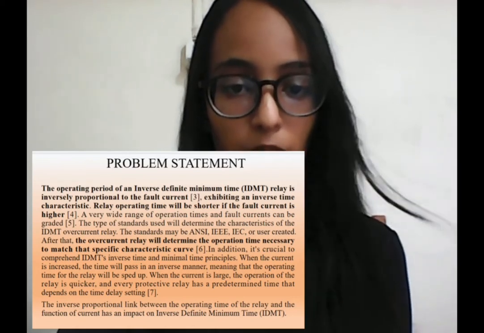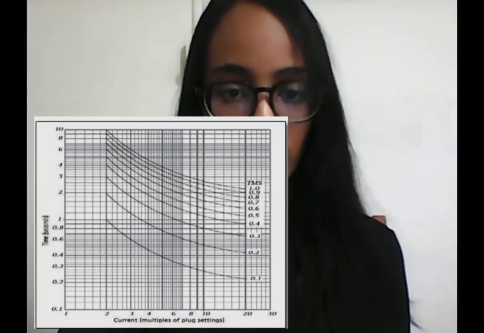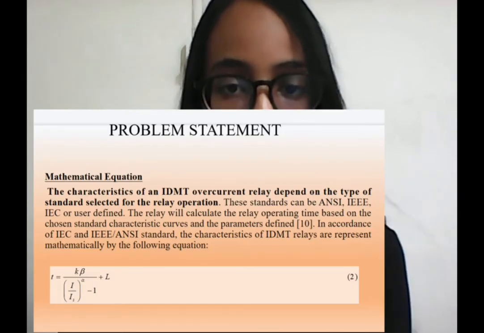Plug setting and time delay setting are two modifications for the overcurrent relay. So this figure shows the inverse time characteristic curves. And so, the mathematical equation: the characteristics of an IDMT overcurrent relay depend on the type of standard selected for the relay operation. So this is the mathematical equation for IDMT overcurrent relay. And this table shows the IEEE and IEC constants for standard overcurrent relay.